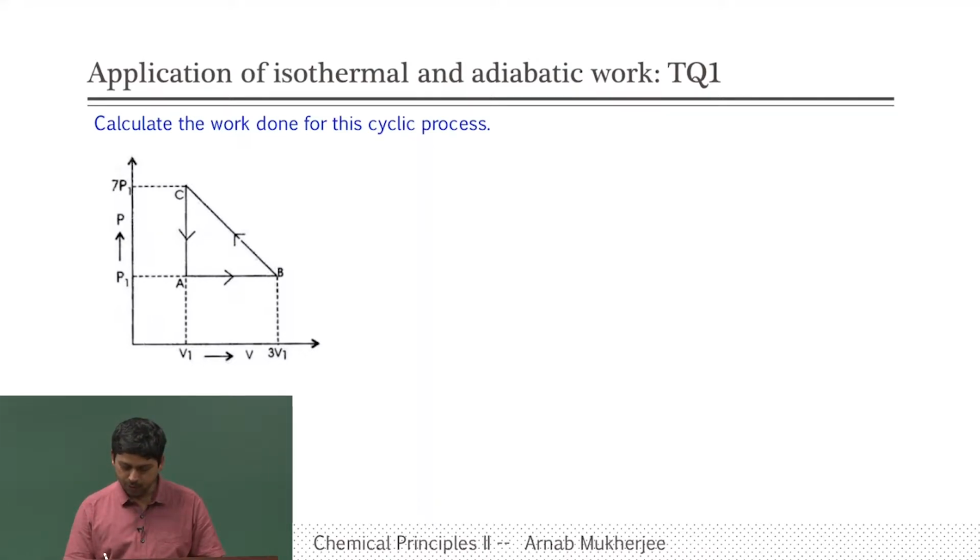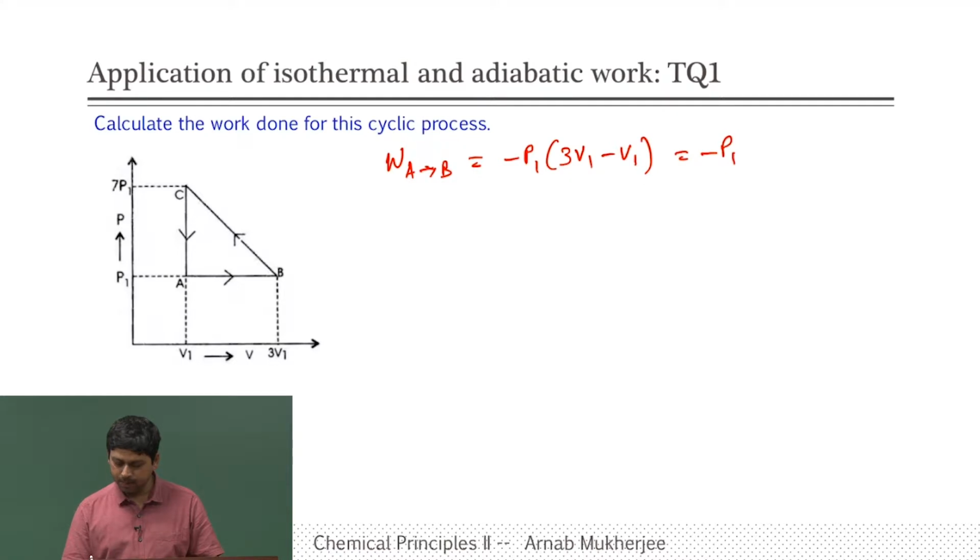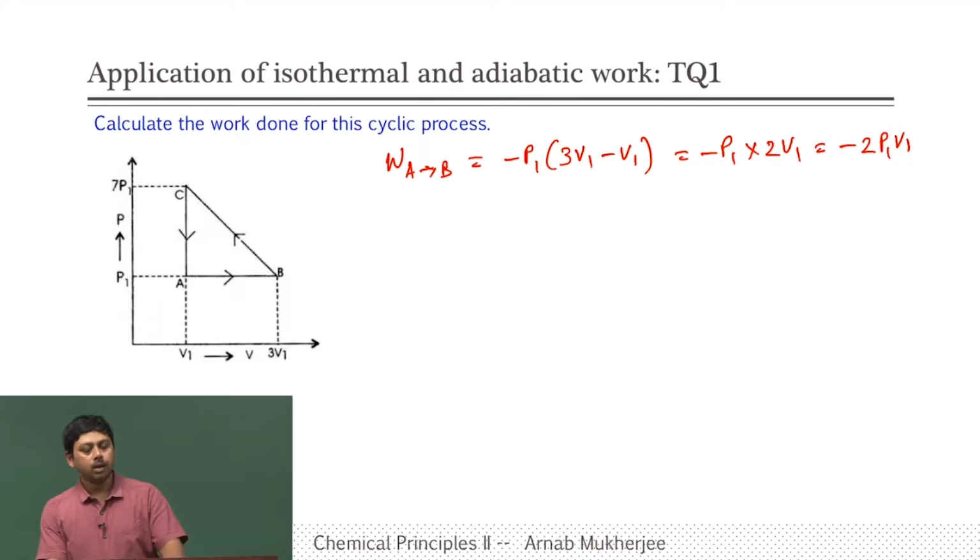For example, if we want the work done for the A to B system, it should be pretty simple, because it is a constant pressure work. The pressure is not changing, it remains fixed at the P1 value. So, it should be minus P1 and the change in volume, which is 3 V1 the final volume, minus the initial volume V1. That gives us minus P1 into 2 V1, or minus 2 P1 V1, correct. You can see that the work is negative, which means that work is done by the system.